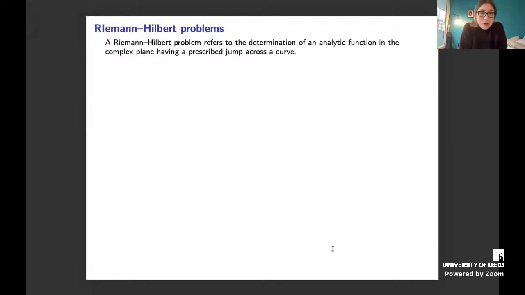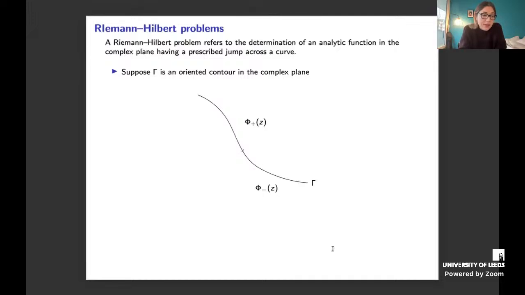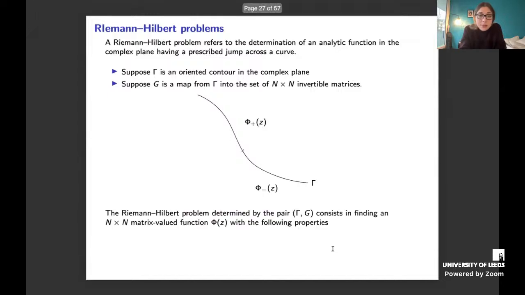This is the problem of finding an analytic function in the complex plane having a prescribed jump across a curve. So basically, let's say that we have an oriented contour, call it gamma, in the complex plane. The orientation will define the plus and minus side. And now we have a map, let's call it G, that goes from gamma to the set of n times n invertible complex matrices.